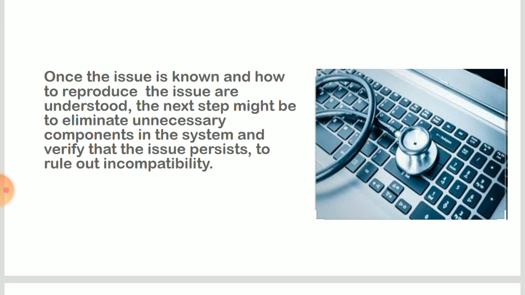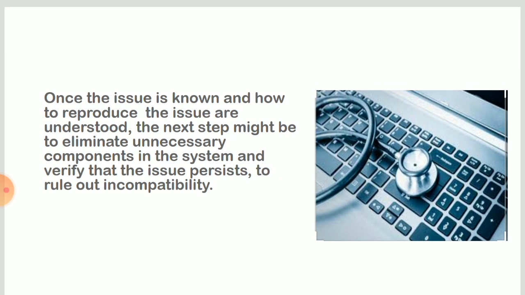Once the issue is known and how to reproduce the issue is understood, the next step might be to eliminate unnecessary components in the system and verify whether the issue persists, to rule out incompatibility. First, we have to know what the issue is and understand it. The next step may be to eliminate the issue in the system by using several components to rule out incompatibility.